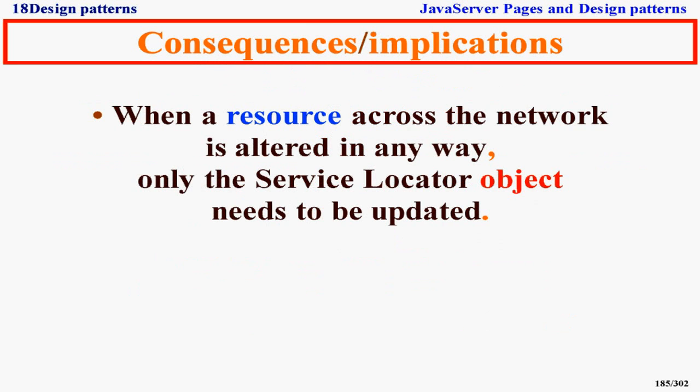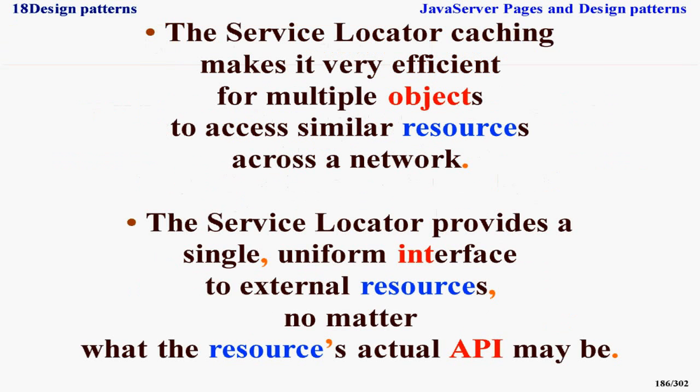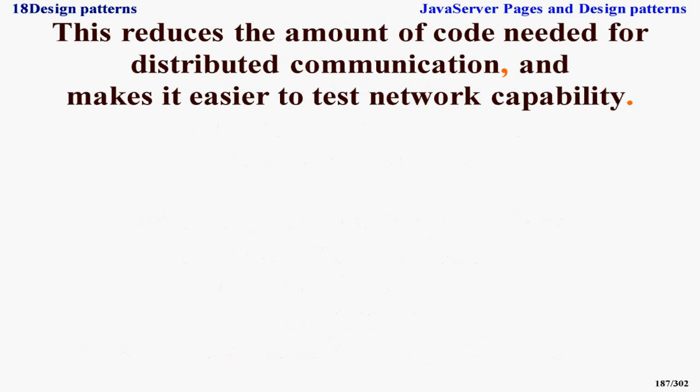When a resource across the network is altered in any way, only the service locator object needs to be updated. The service locator caching makes it very efficient for multiple objects to access similar resources across a network. The service locator provides a single, uniform interface to external resources, no matter what the resource's actual API may be. This reduces the amount of code needed for distributed communication and makes it easier to test network capability.